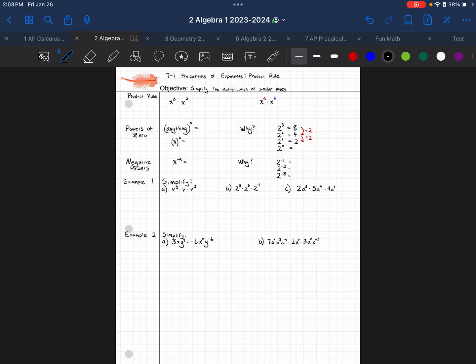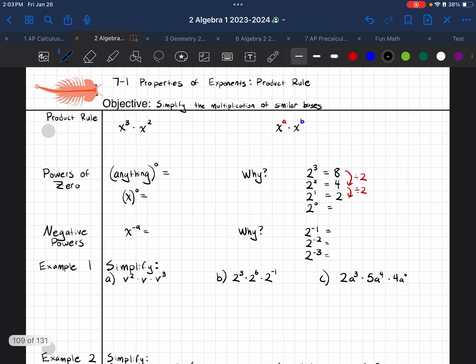This is Algebra 1, Lesson 7-1. In today's lesson, I expect you to be able to simplify the multiplication when you have similar bases, or the same base, I should say. So first, I want to talk about the product rule.